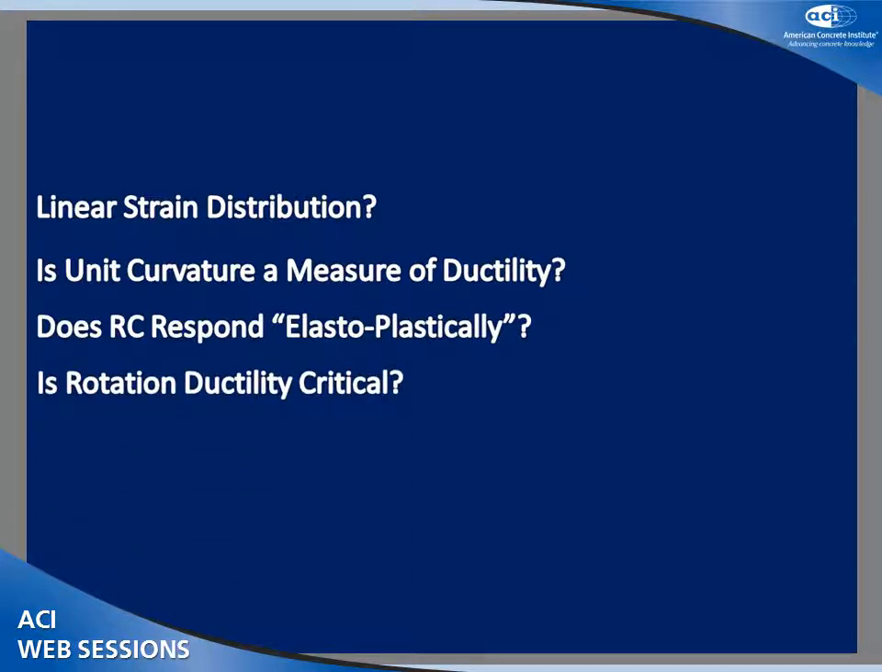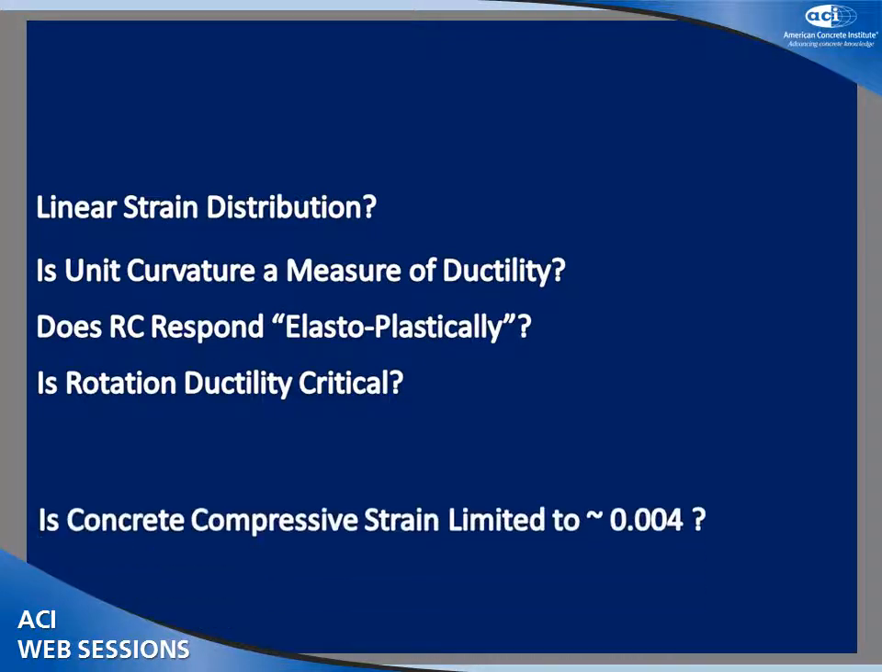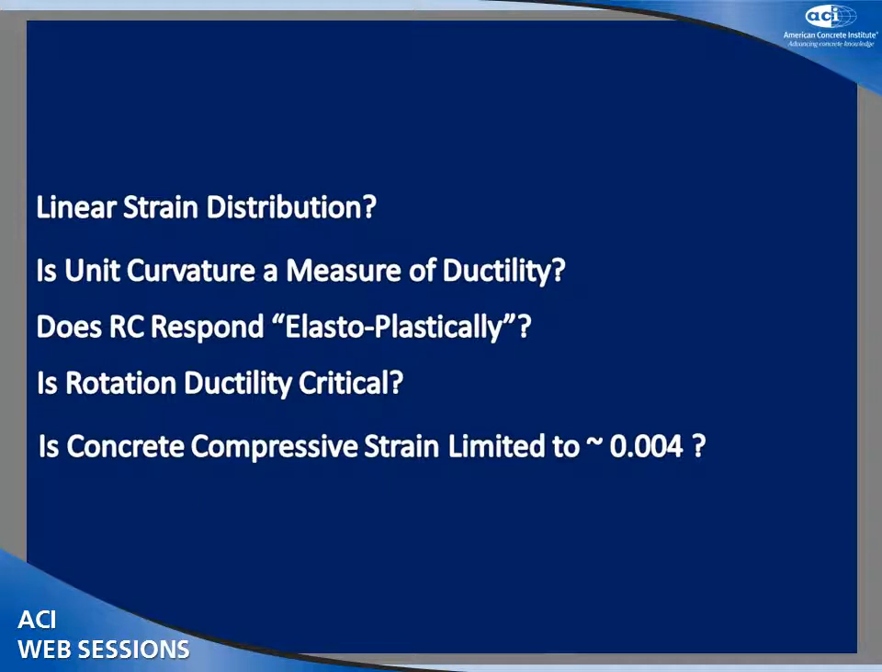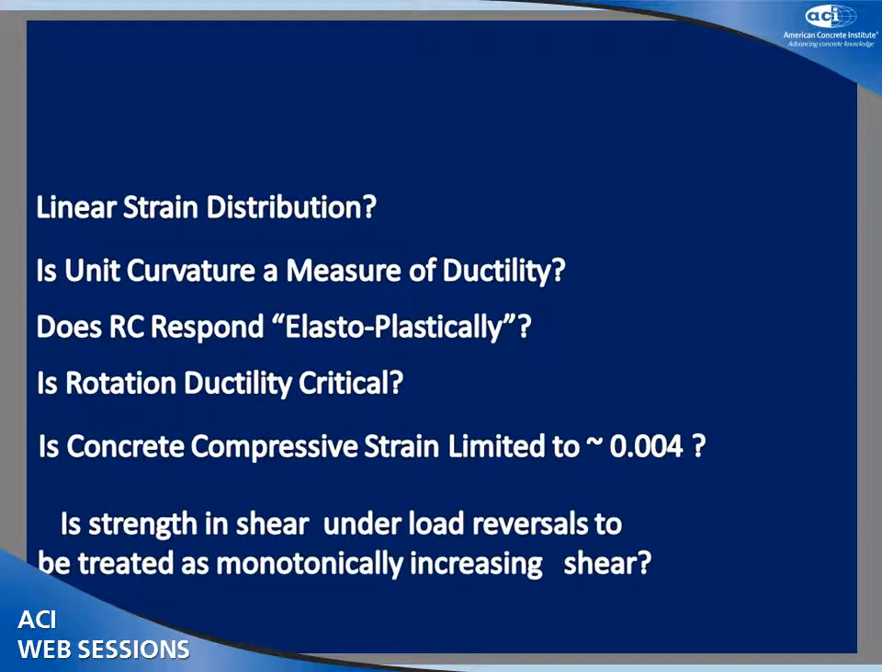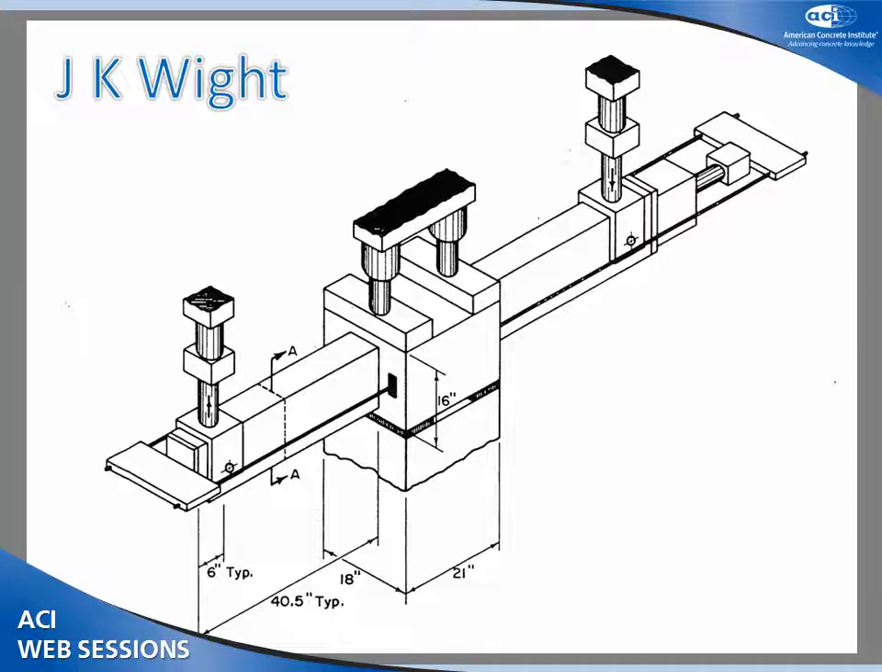Simple questions. Is rotation ductility the critical issue in determining a design? I'm talking about whether it was the structure that should talk about the limits of the design, or the non-structural elements? And other issues like that, I'll talk to you about them again. And is concrete compressive strain limited to 0.04 or even less? Didn't know the answer. Is strength in shear under load reversals to be treated as monotonically increasing shear? This is what Jim and others talked about earlier.